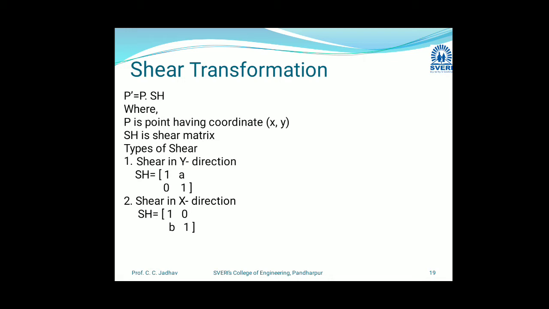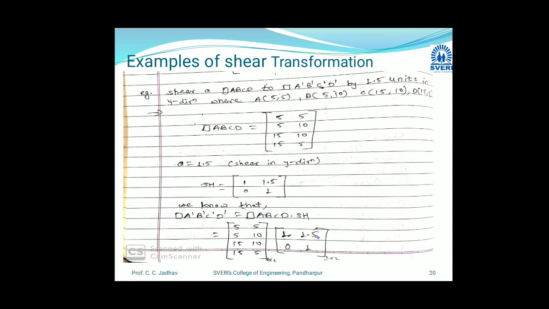We will start with one simple example. Shear a square ABCD to square A dash B dash C dash D dash by 1.5 units in y direction, where point A has coordinates 5, 5, point B has 5, 10, point C has 15, 10, and point D has 15, 5. So this is the question. From this question we have to find the new sheared square A dash, B dash, C dash, D dash.